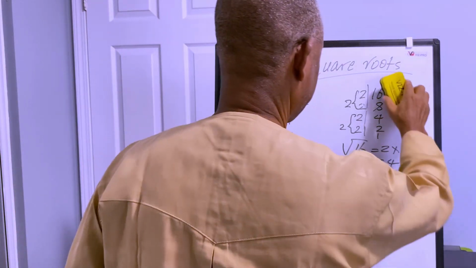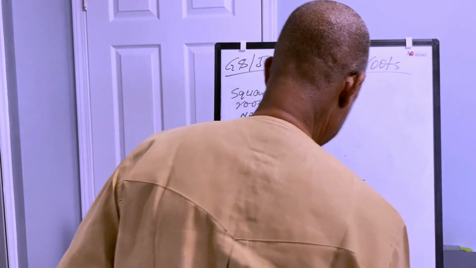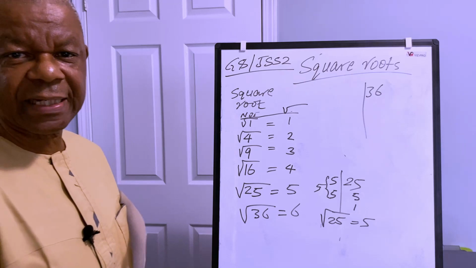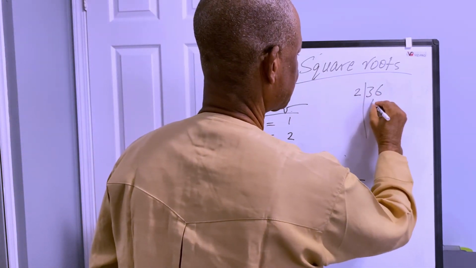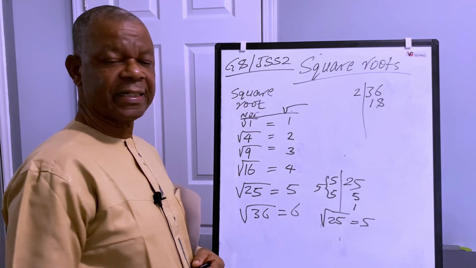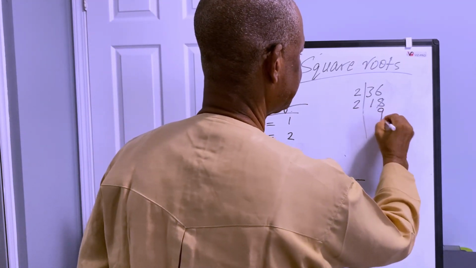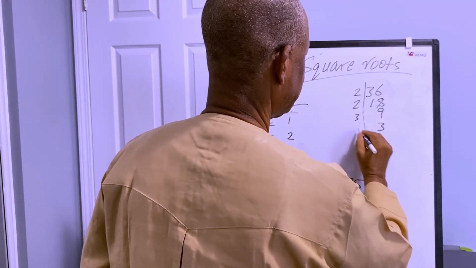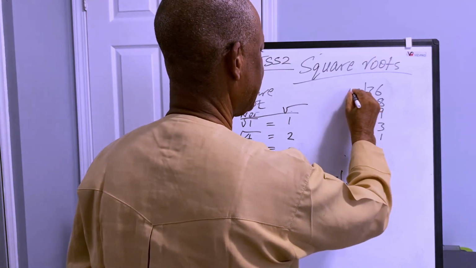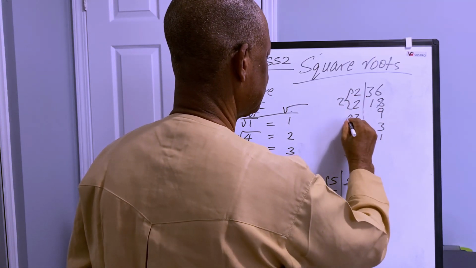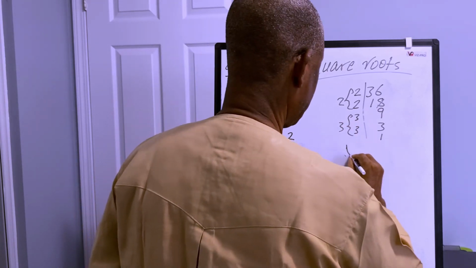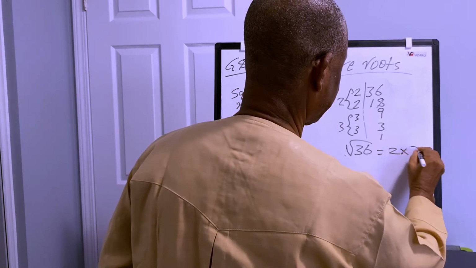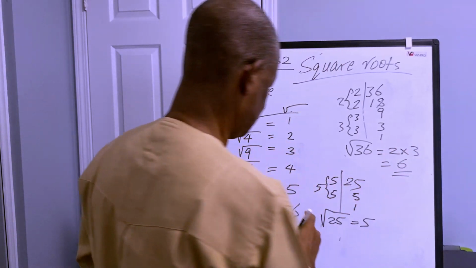What about 36? How do you get 6 as the square root of 36? This is our 36. 2 can divide 36 without a remainder. That will give us 18. 2 can still divide 18 to give us 9. 2 can no longer do that. 3 can do that. 3 here will give us 3. 3 again will give us 1. So we now have this is 2, this is 3. So the square root of 36 is equal to 2 times 3. And that is 6, which is what we got here.